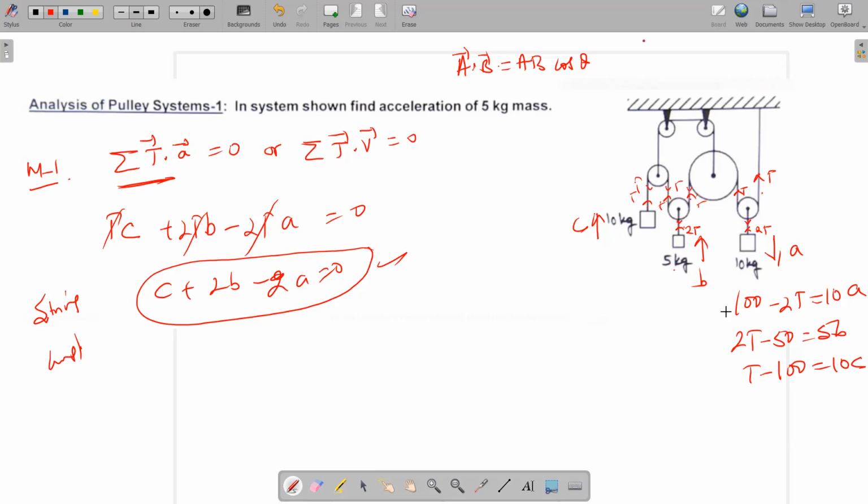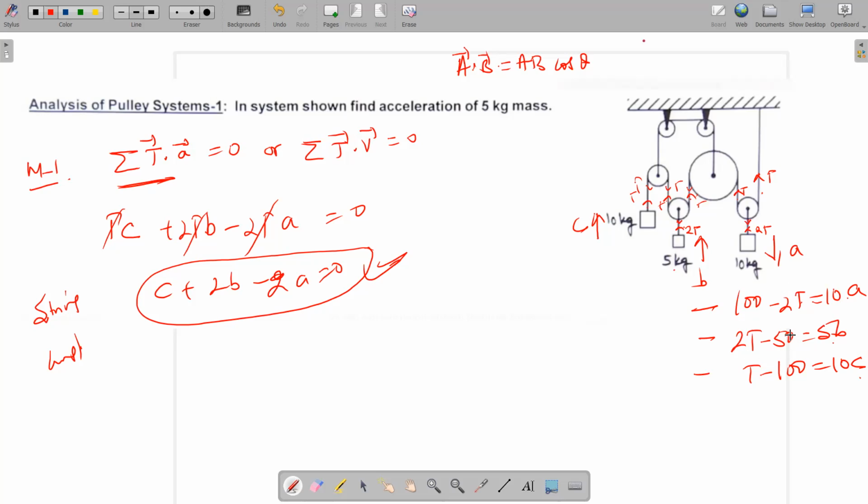Now you can see that you have 3 equations and you have 4 variables, T, A, B, C. You cannot find this. So just to have the fourth equation, you need to use the constraint relation. This is the easiest way to find a constraint relation. I'll tell you all the other methods, like rate of change of length, and how to analyze which string will slack and which will tighten, everything I'll tell you. But this is the shortest way. So now we'll use this.